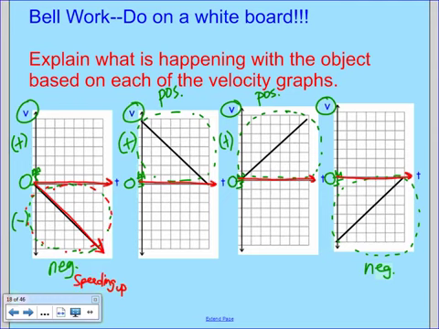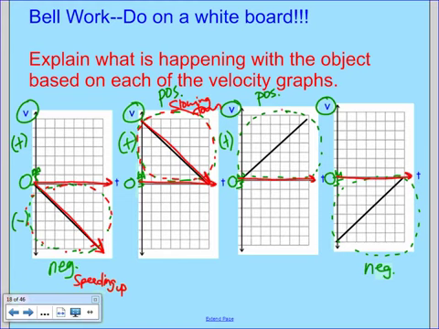But notice it's just speeding up in the negative direction, but it's still speeding up. Let's look at the second one. What is the velocity graph doing? Well, we already know it's moving in the positive direction, but notice the velocity graph is moving towards 0. So if it's moving towards 0, it must be slowing down.